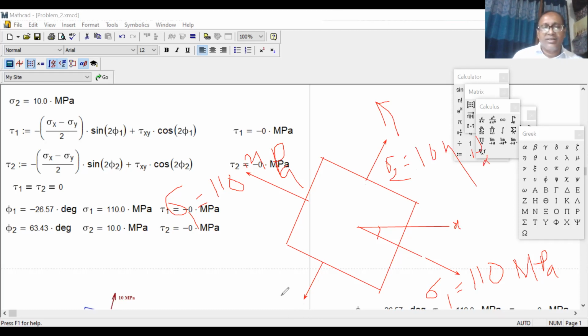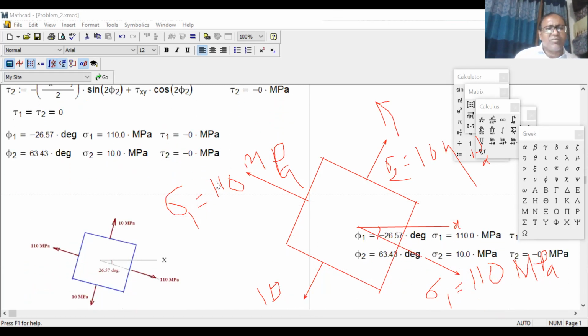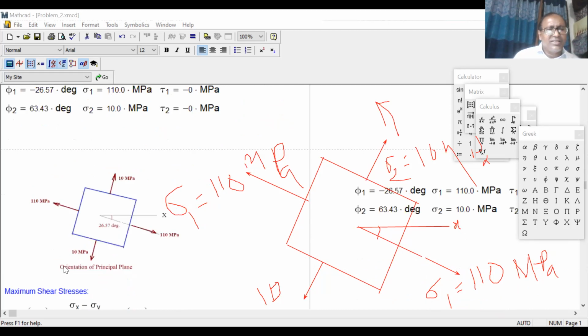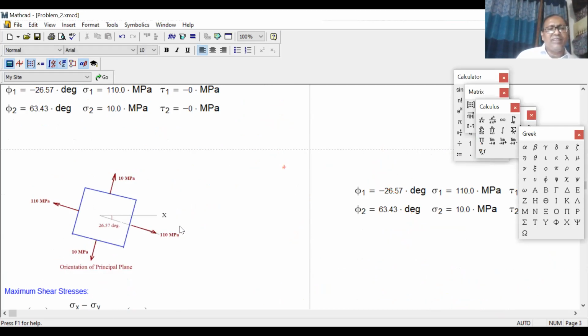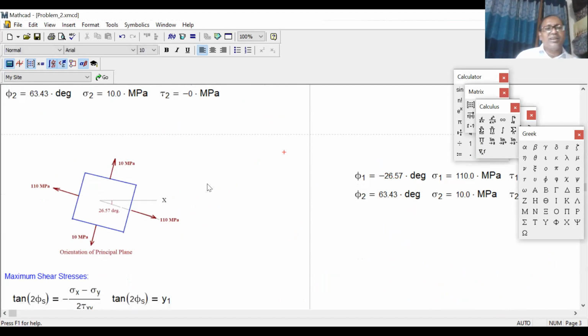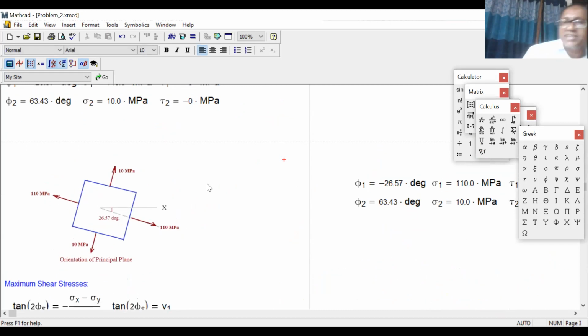With unit, then you write down sigma 2 equal to 10 megapascal over here. Okay, that one I make it right over here. And in the small letter I write down over here, this is the orientation of principal plane. And I mention the degree, with respect to the x-axis. Okay. Now, so this much you did for principal plane.